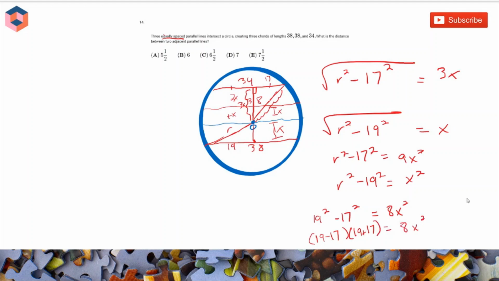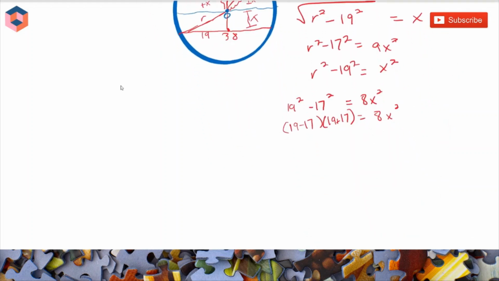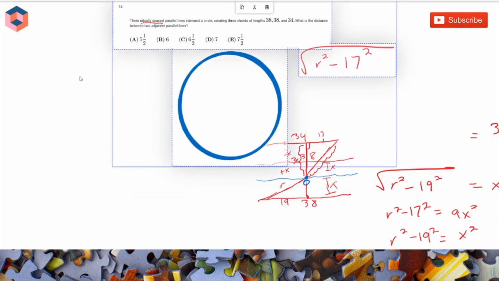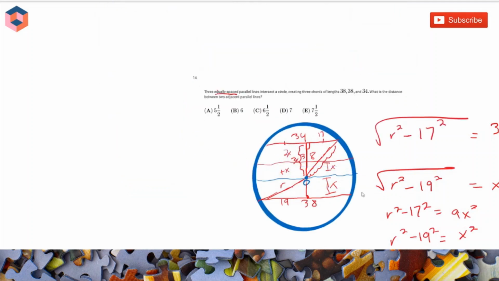Now scrolling down just a bit, we get 2 times 36 equals 8x squared. Dividing both sides by 8, we get 36 divided by 4, so 9 equals x squared. And x equals 3. So the distance from each of the chords to the center is x. But that's not our answer. We're looking for 2x as our answer because that's the distance between each parallel line. So 2 times 3 would give us an answer of 6, and that would be problem number 14.